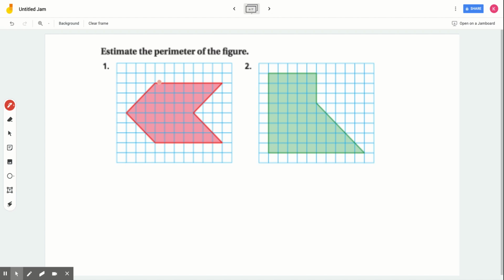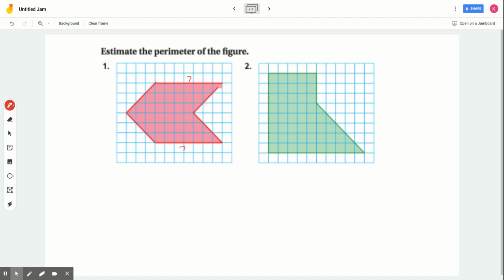Here, if we start at the top left corner, 1, 2, 3, 4, 5, 6, 7 boxes. I'm going to count all the flat sides first. So 1, 2, 3, 4, 5, 6, 7. Now, you'll see here, these four sides are all on the diagonal. The rule, or the kind of suggestion, with diagonals is that we count each one for 1.5.